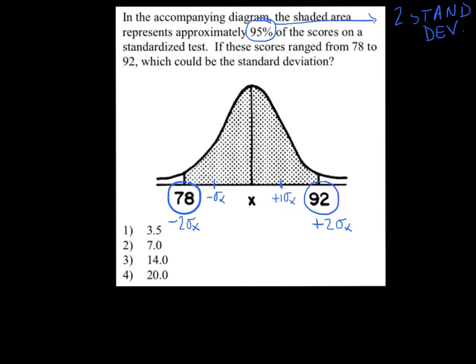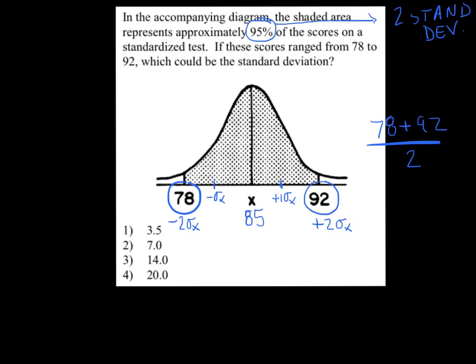And basically what I want to do is first find the middle or the average here of 78 and 92. So I'm going to say 78 plus 92 divided by 2. That gave me an average of 85. So that's the mean.